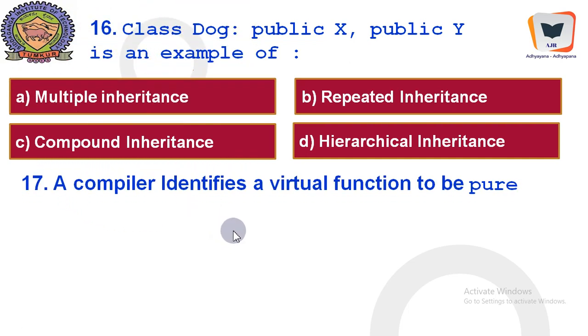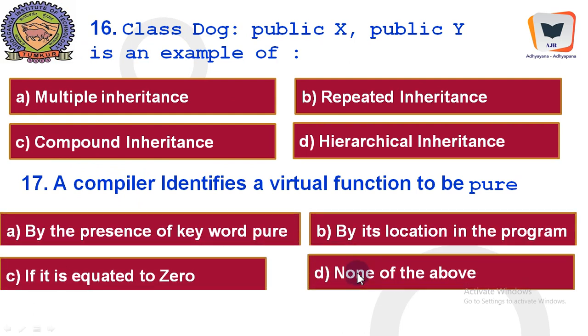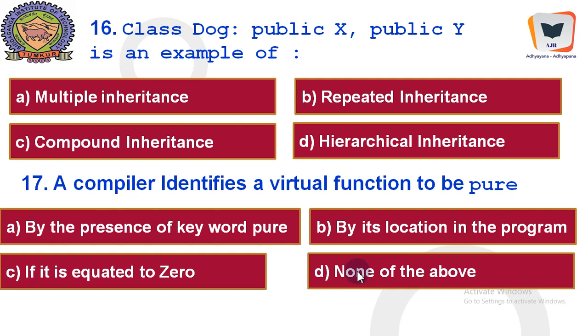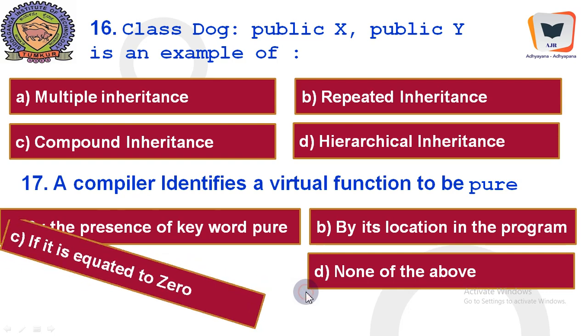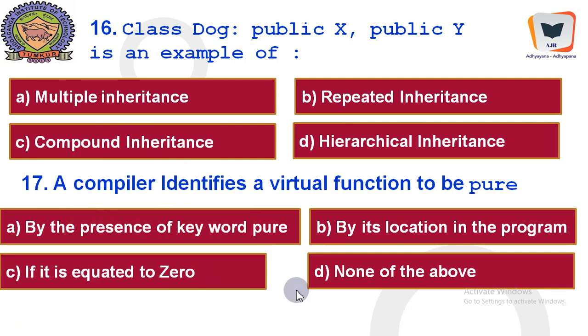The 17th question. A compiler identifies a virtual function to be pure, and you can guess, my respected viewers can guess, it should have been equated to 0. Then only it can be identified by a compiler that this is a pure virtual function. Right, this should be the correct answer.